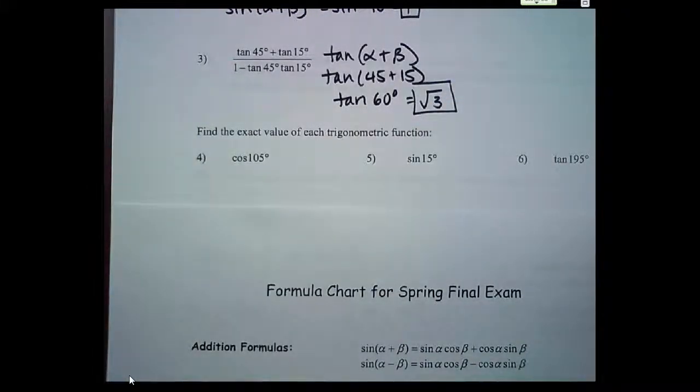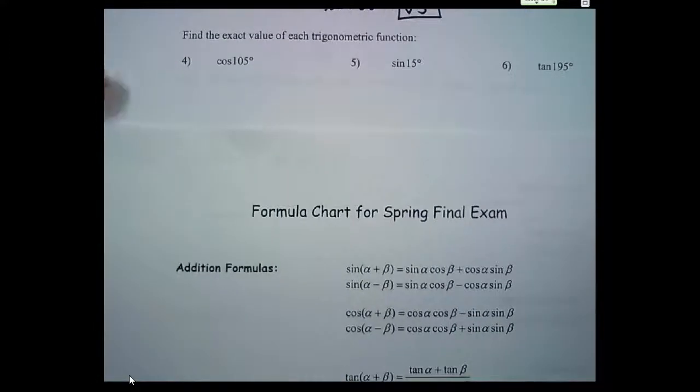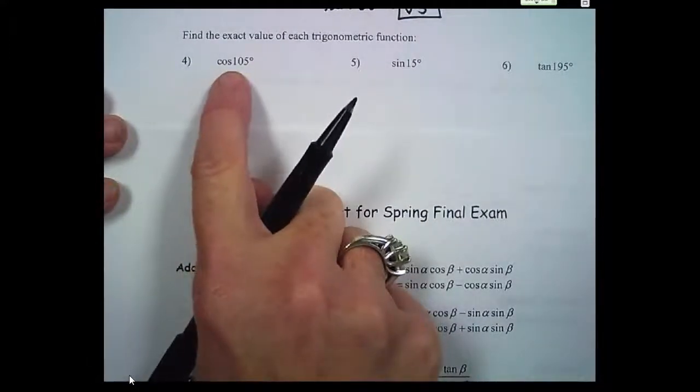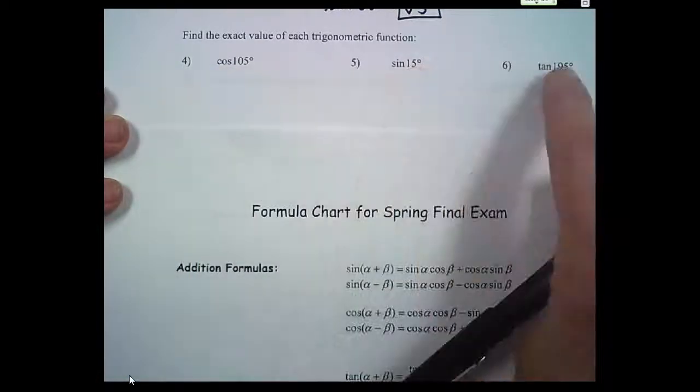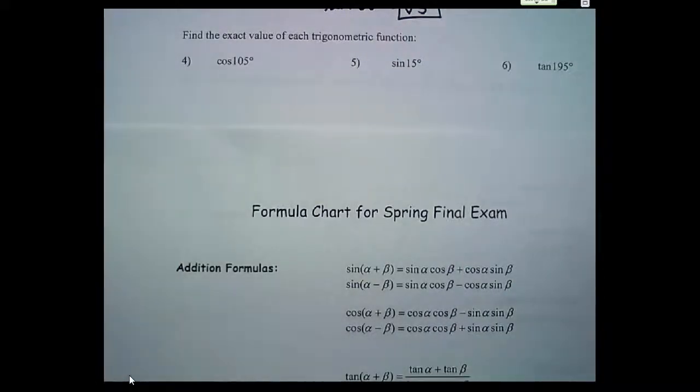Okay. Now we're going to move to a different type of problem. Go down to number 4. Number 4 says find the exact value of each trig function. And you'll notice that it's already written. Cosine 105, sine 15, tangent 195. Remember when they're shrunk, our job is to expand. When they're expanded, our job is to condense or shrink.